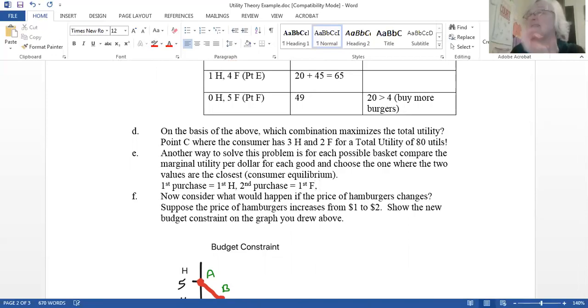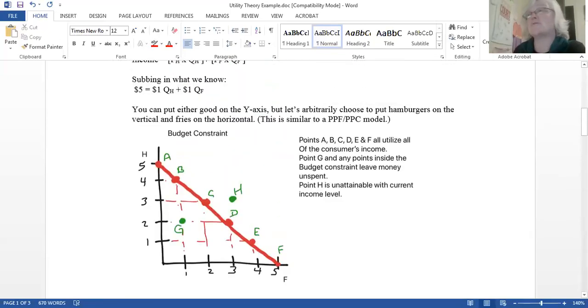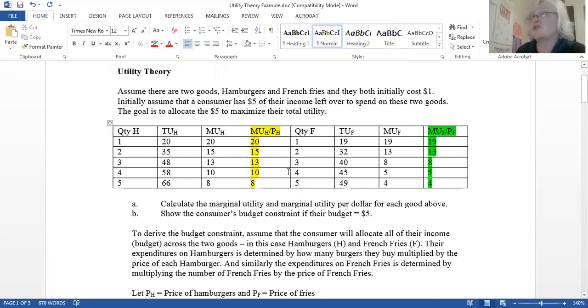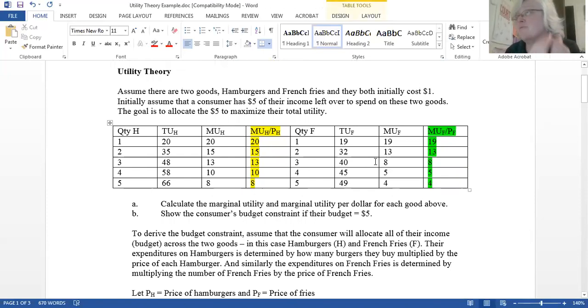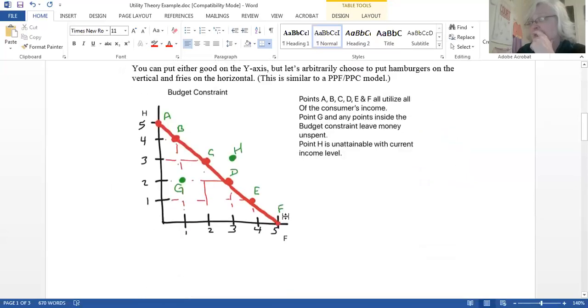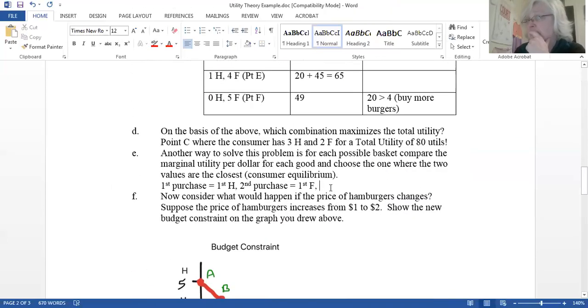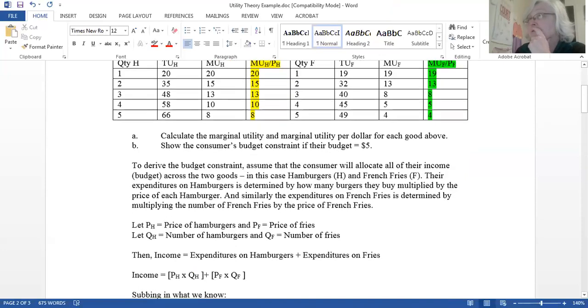Okay, then I spent $2. I've got $3 left. So my third purchase, it's either going to be the second hamburger or the second fry. 15 is greater than 13. I'm going to buy the second hamburger. Now, let me write that one down, my third choice. My third choice was a hamburger. So third purchase, if I can spell, is my second hamburger.